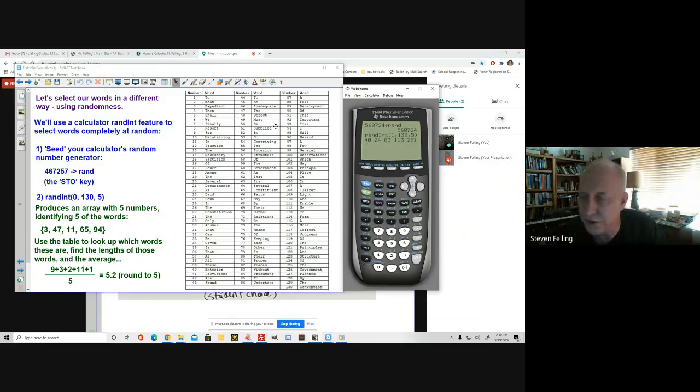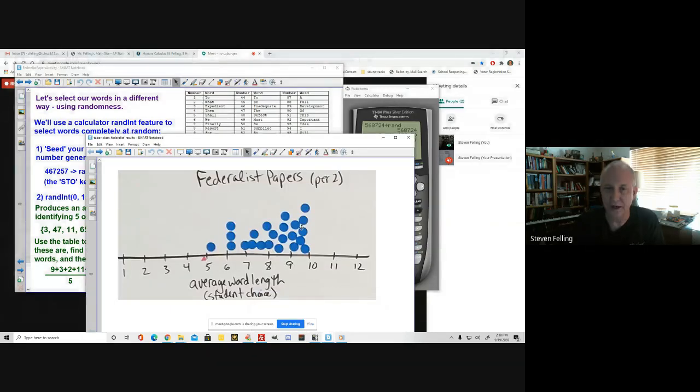Okay. So what do you think would happen if we had everybody in our class do this, come up with 5 different random numbers, and then calculate the average, right? What do you think would happen? Well, this is what actually happens when a class does that.